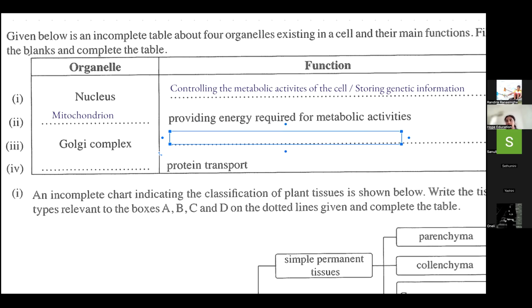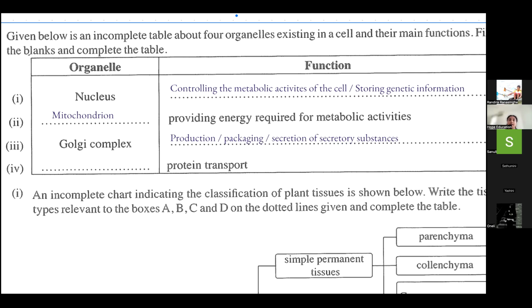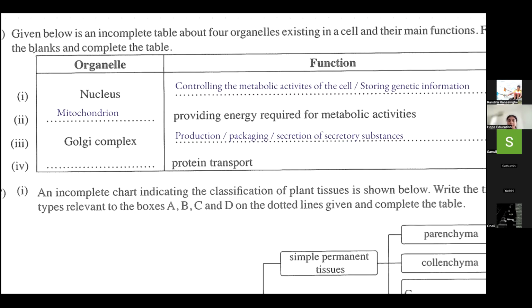If you write any one of these three it's fine, or all three. What does protein transport? Protein transport. Ribosomes do protein synthesis. So ribosomes make the proteins, but what transports the proteins? That is rough endoplasmic reticulum. Okay, rough endoplasmic reticulum does the transport. Production of proteins is done by ribosomes.